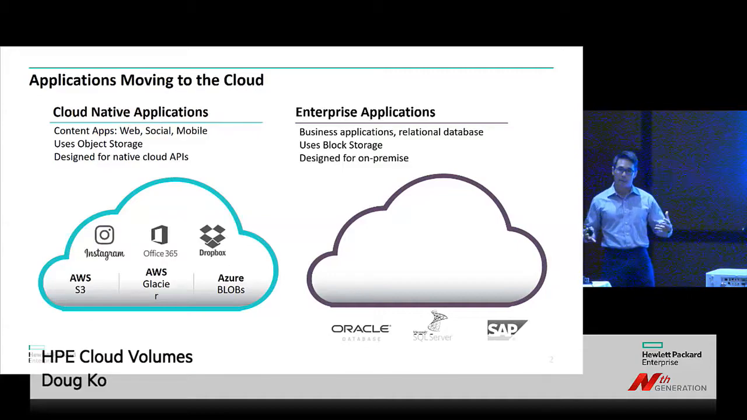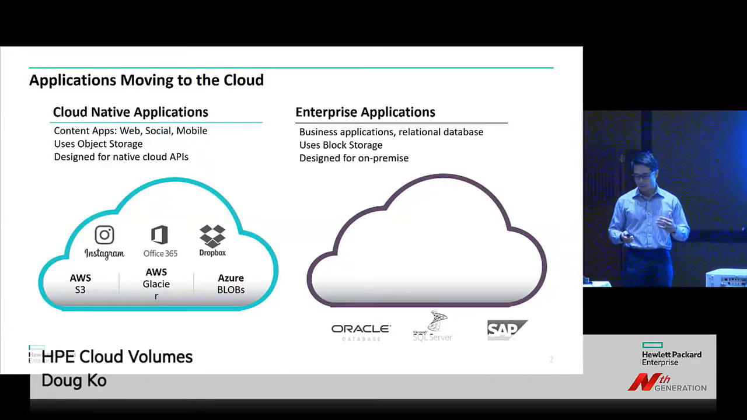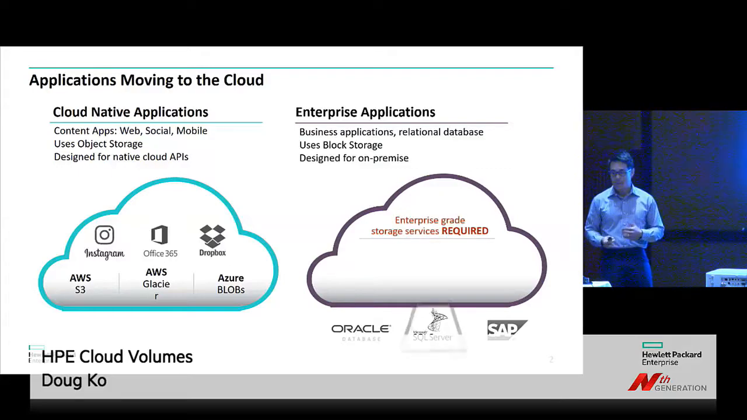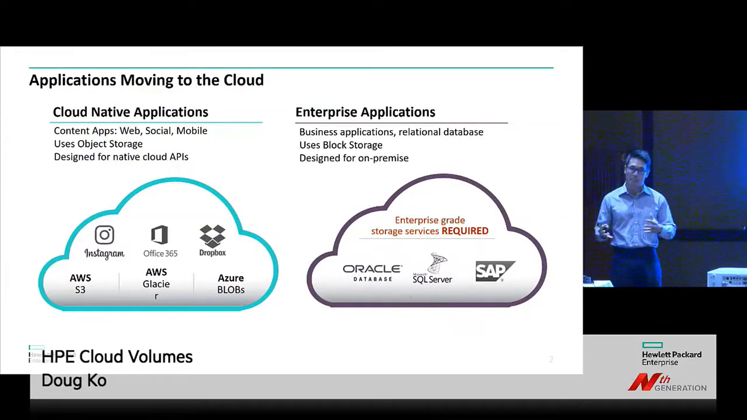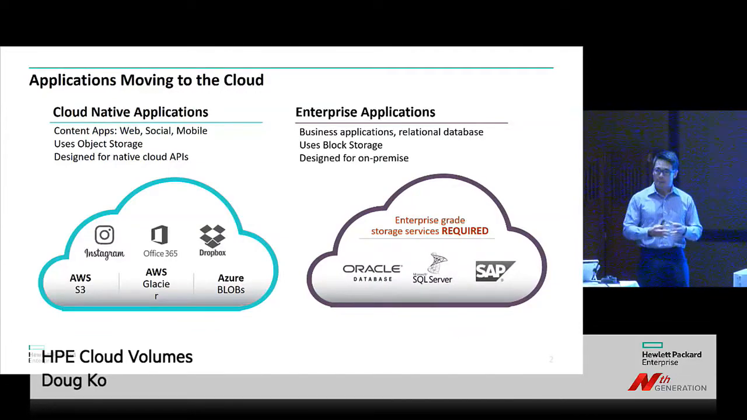Because of that, they're foundationally architected and designed for on-premise architecture. And for a variety of reasons, most of these apps today are on the outside looking in in terms of their cloud adoption. The primary reason is that because they're built for on-premise, the cloud today is missing some of the key enterprise-grade capabilities and service levels that these apps require.